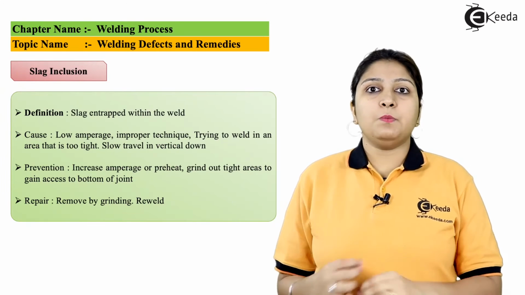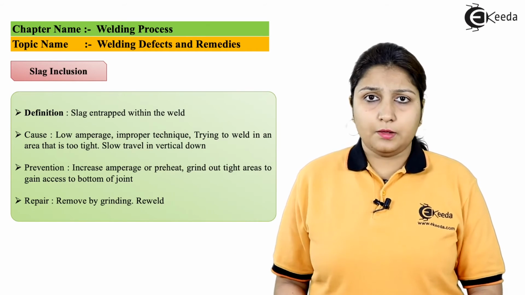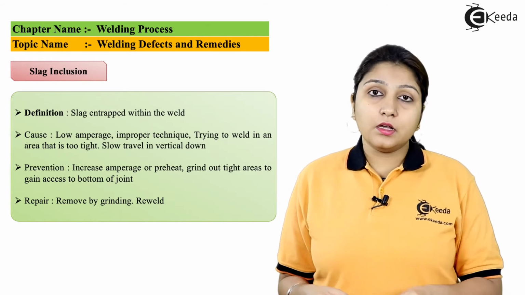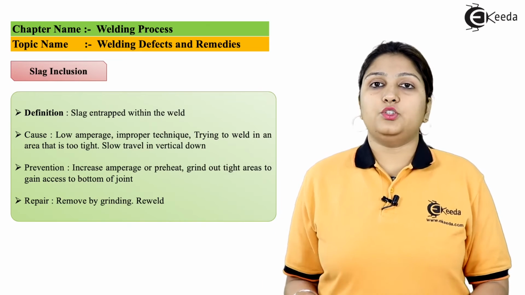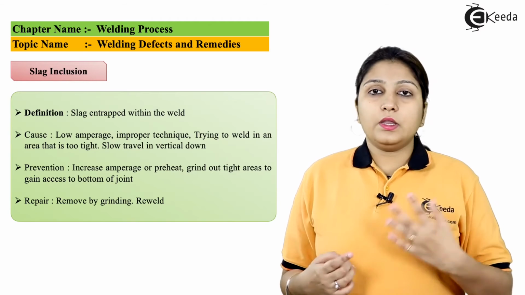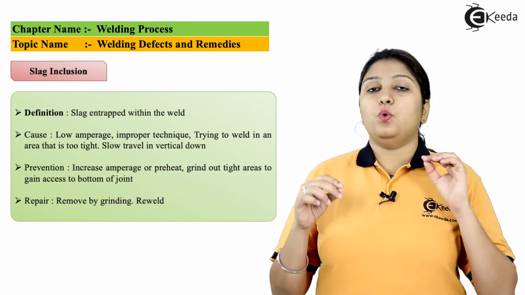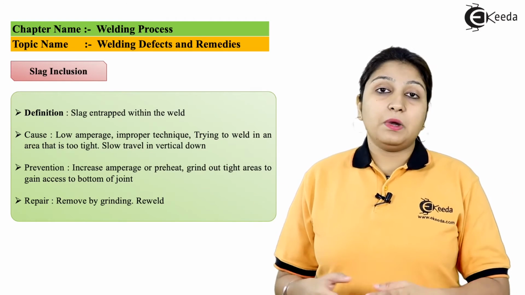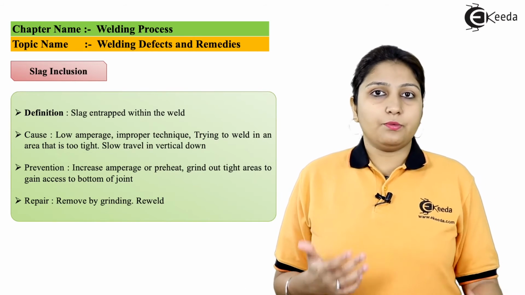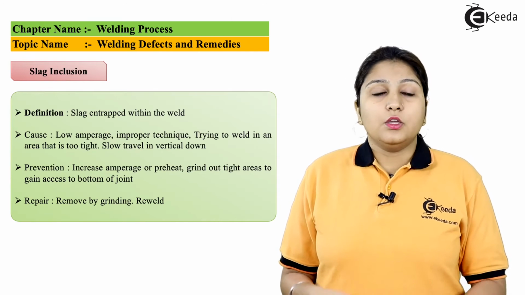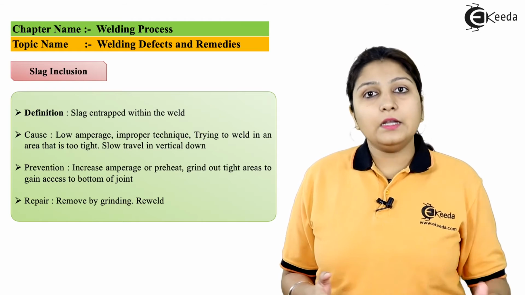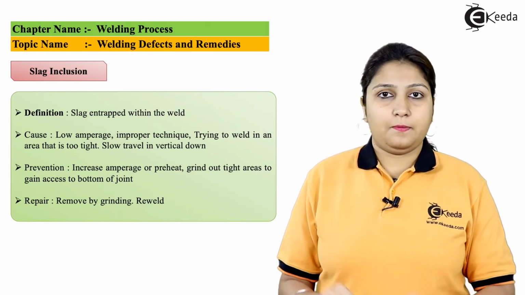Slag inclusion. The name is very clear and the defect is also very clear. In slag inclusion, additional dirt and dust particles enter your weld pool during the actual welding process. You can't overcome this defect at any cost. You have to work in a clean environment, but that can't happen all the time. So slag inclusion is an unavoidable defect. Only what you can do is work in a clean environment for your welding, or else grind the surface which has the slag.